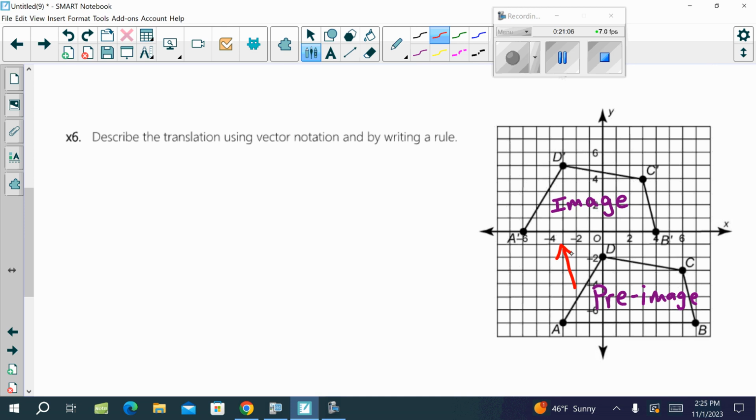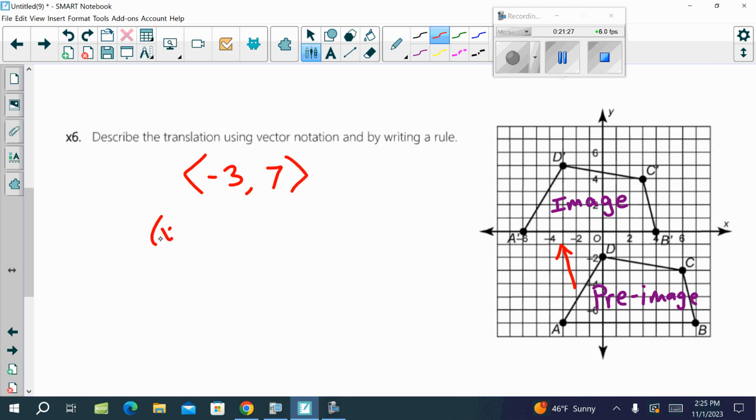So how do we move? What did each point do? Up 7? Yes, up 7. And left 3? Everybody agree with that? Okay. So in vector form, we said left 3, up 7.